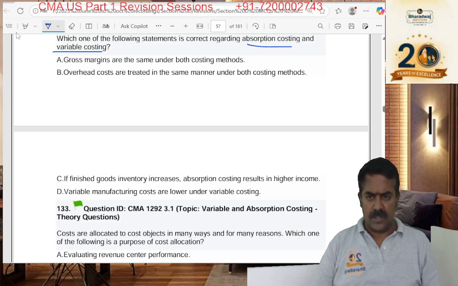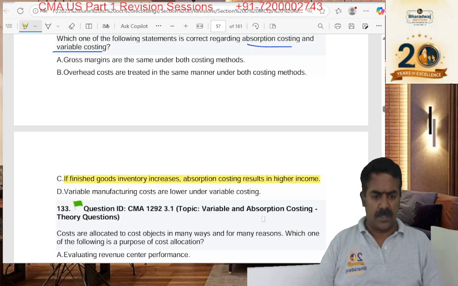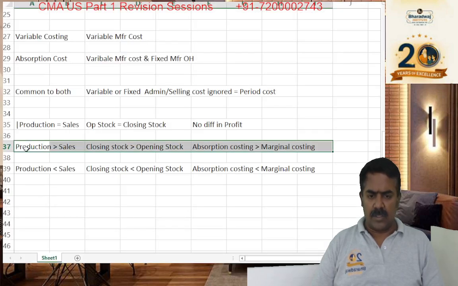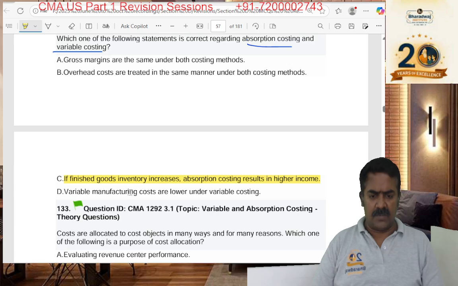Option C. Yes. If closing stock is more than opening stock, absorption costing will show a higher income.